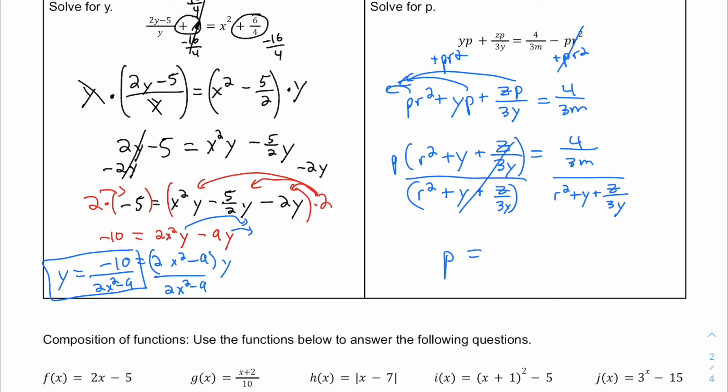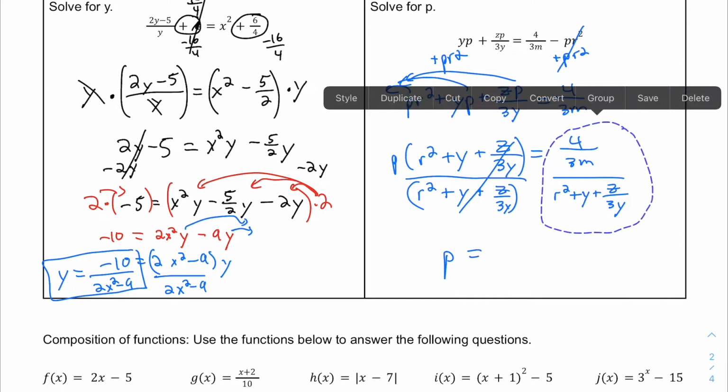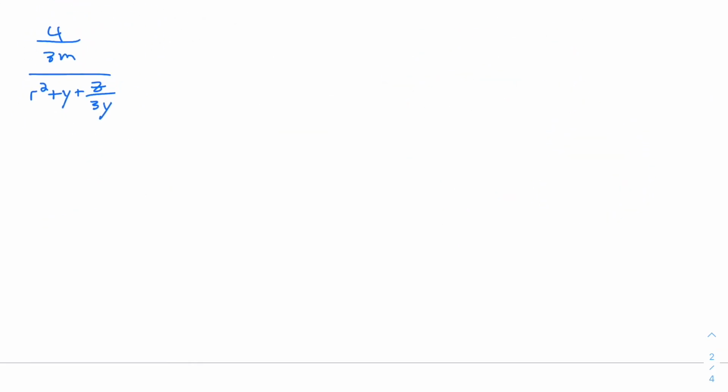Okay. But what you'll notice is that this expression has a fraction within a fraction and then another fraction in the denominator. And we kind of want to simplify this down into a single fraction. So what I'm actually going to do is show us how we can do that. Okay, so how can I deal with this fraction within a fraction? I see my numerator is some fraction 4 over 3m, and then we have divided by my denominator r squared plus y plus z over 3y.